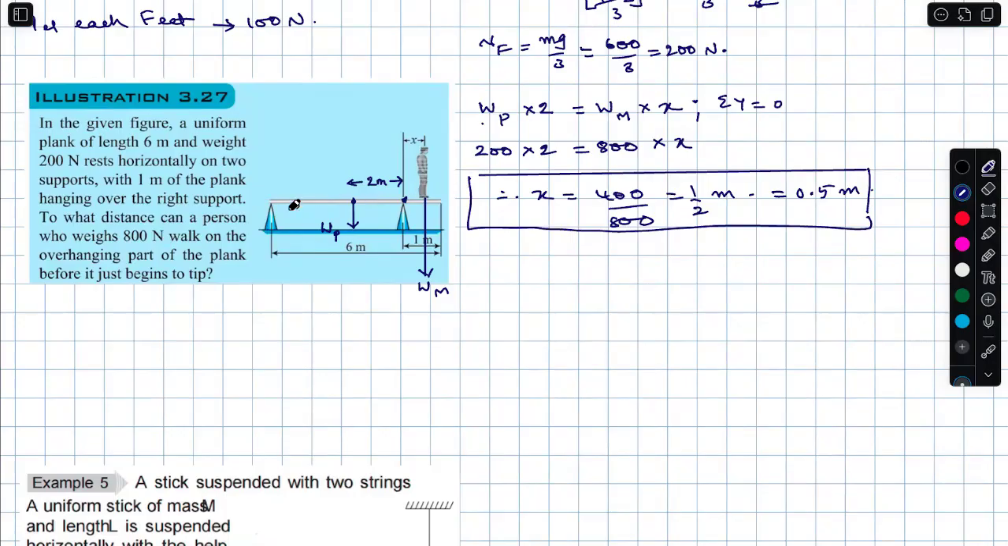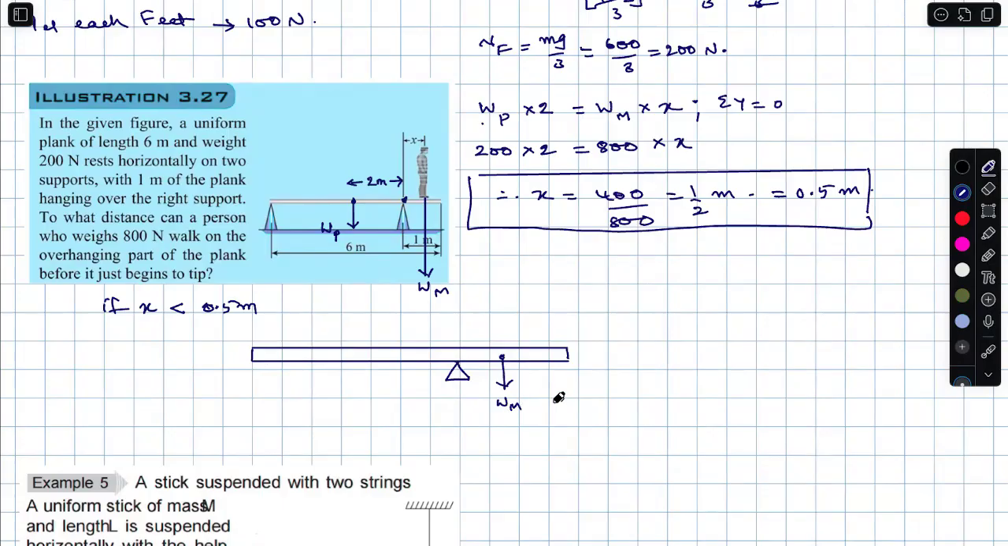Okay. Prior to that, there are two contacts. Here also you will have a contact. Suppose in this case, suppose if X is less than 0.5 meter, then the free body diagram of the plank is like this. W man, W plank, and normal reaction. That's the situation.